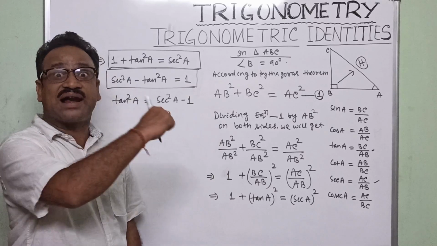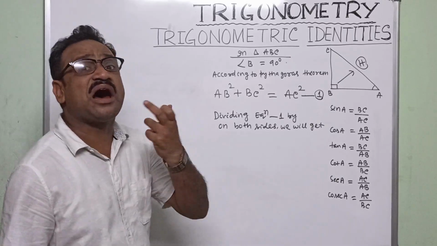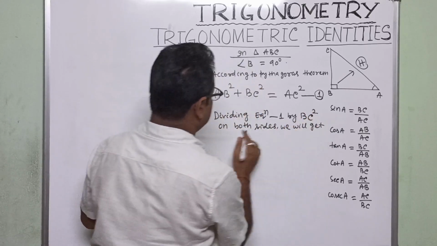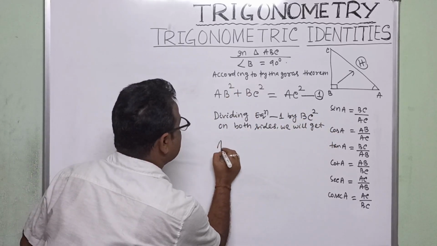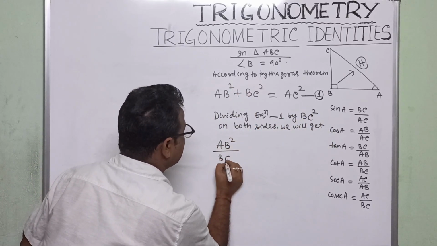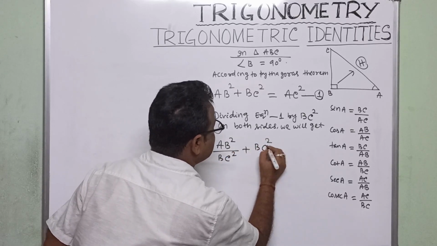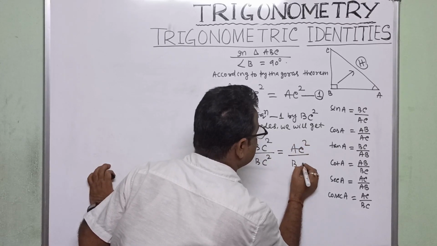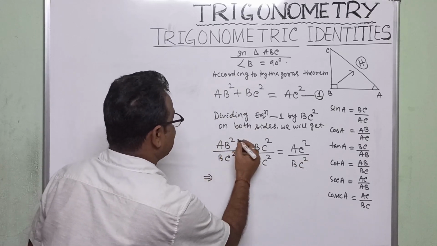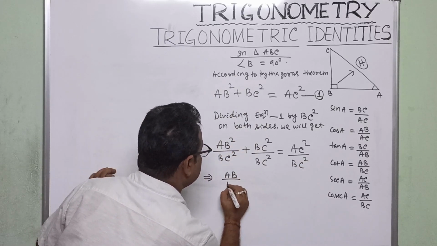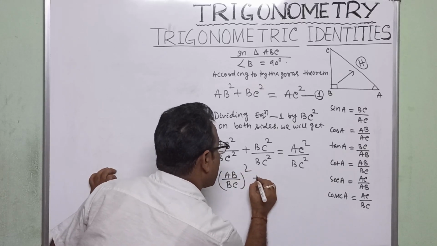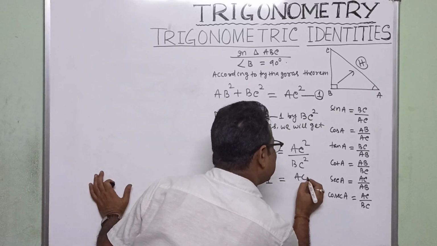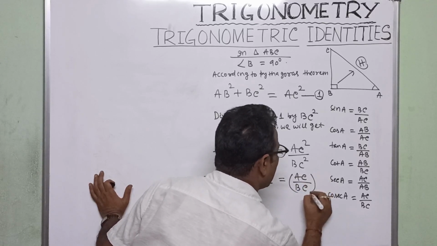Now move on to the third identity. Dividing equation 1 by BC square on both sides, we will get AB square by BC square plus BC square by BC square is equal to AC square by BC square. That implies AB by BC whole square plus 1, since BC square by BC square is 1, is equal to AC by BC whole square.